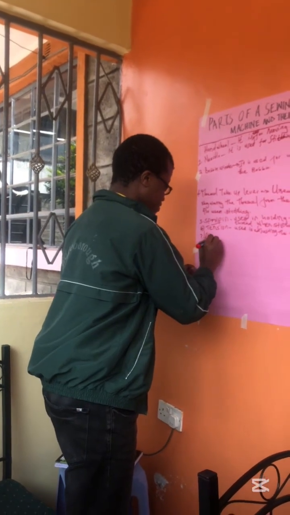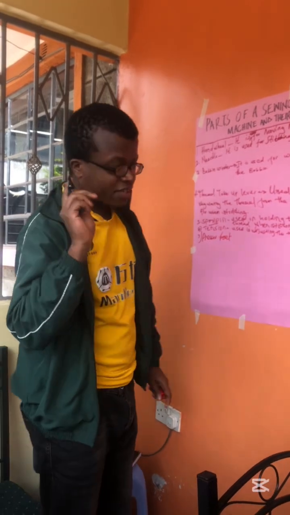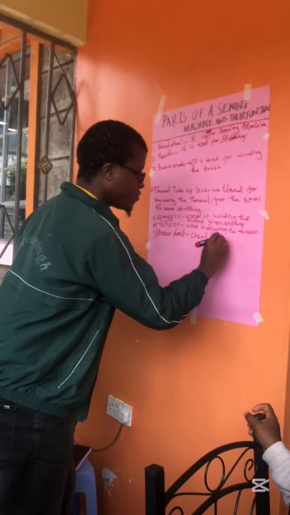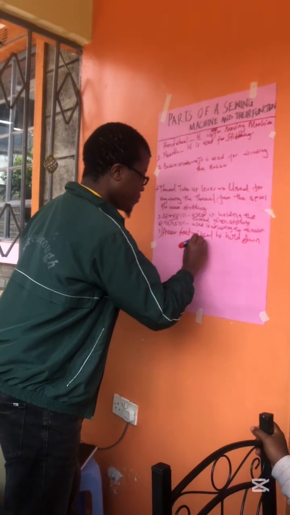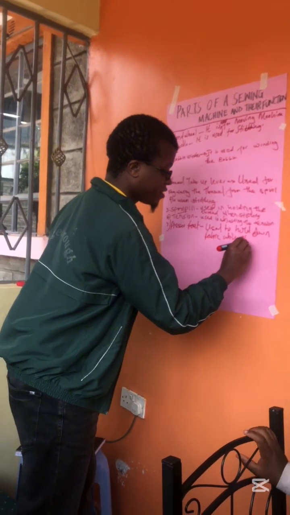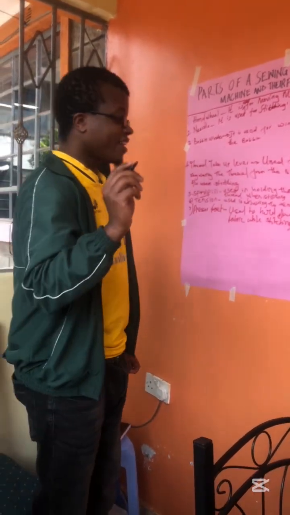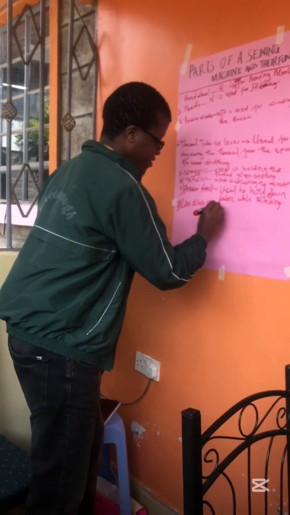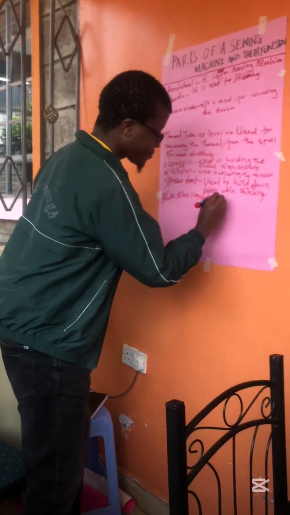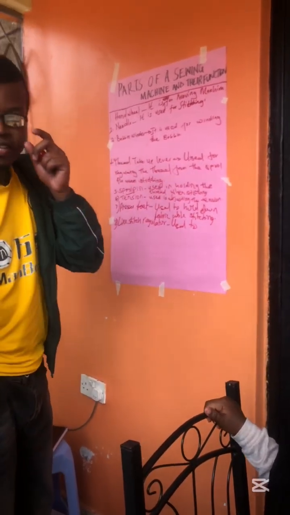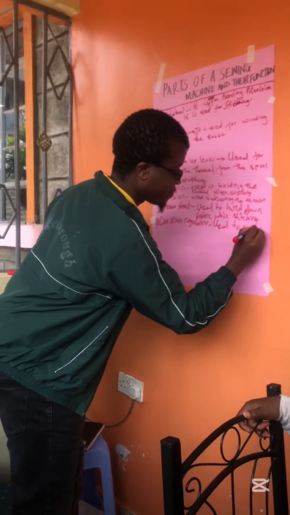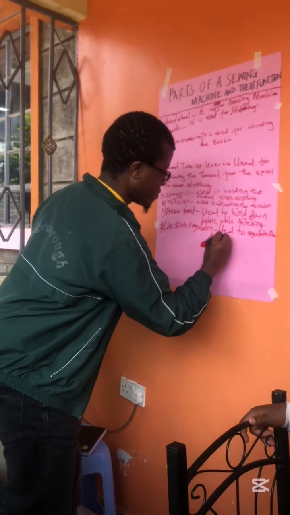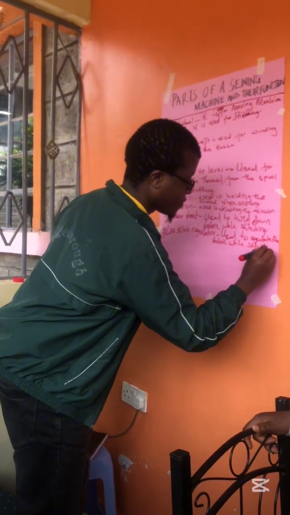Very good. We were told about the presser foot. This is used to hold down the fabric while stitching. Yes, correct. Clap for him. On to the next one, we have the line stitch regulator. This is used to regulate the fabric while stitching. Very good, correct. Clap for him, class.